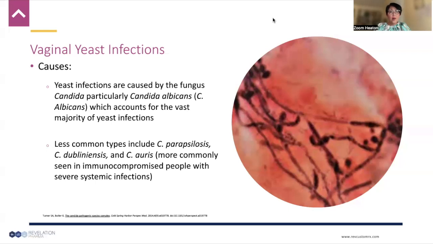The causative strains like Candida albicans account for the vast majority of yeast infections, and some other less common types: C. parapsilosis, C. dubliniensis, and C. auris. But C. auris is more commonly seen in immunocompromised people with severe systemic infections.